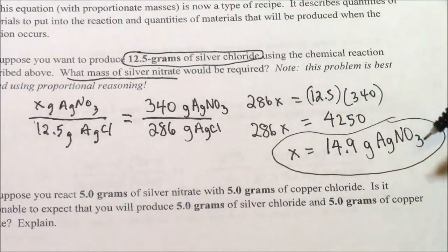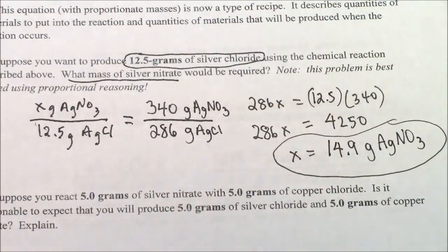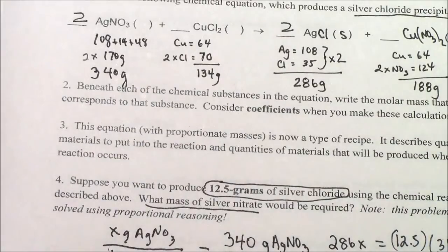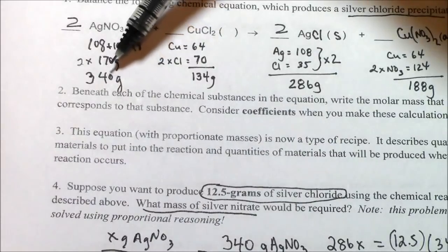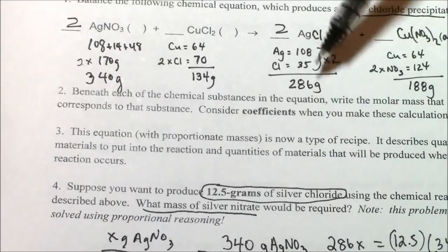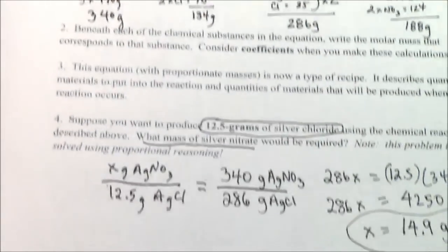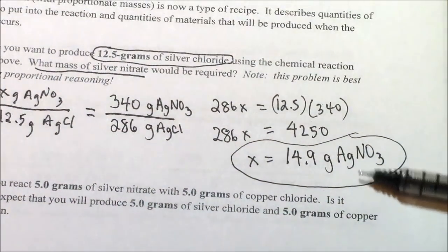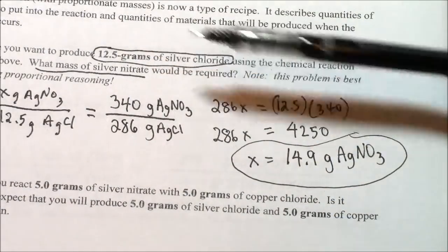Now I'll think about this answer. It's a little larger than the given quantity. So I'll go back up to my chemical equation and see, is it right that the mass of silver nitrate should be larger than the mass of silver chloride? According to my recipe, it is correct that the silver nitrate mass should be larger than the silver chloride mass, not by a whole lot. And that's good news because my value here is larger than the silver chloride mass, but not by a whole lot.